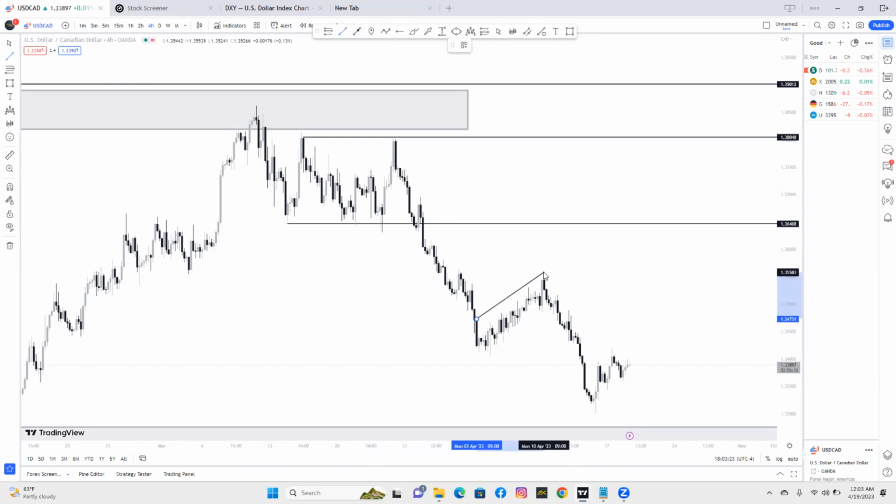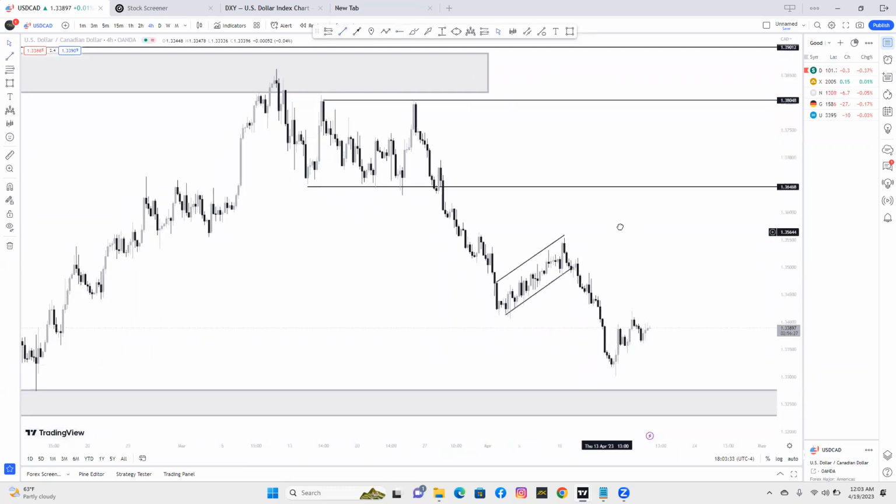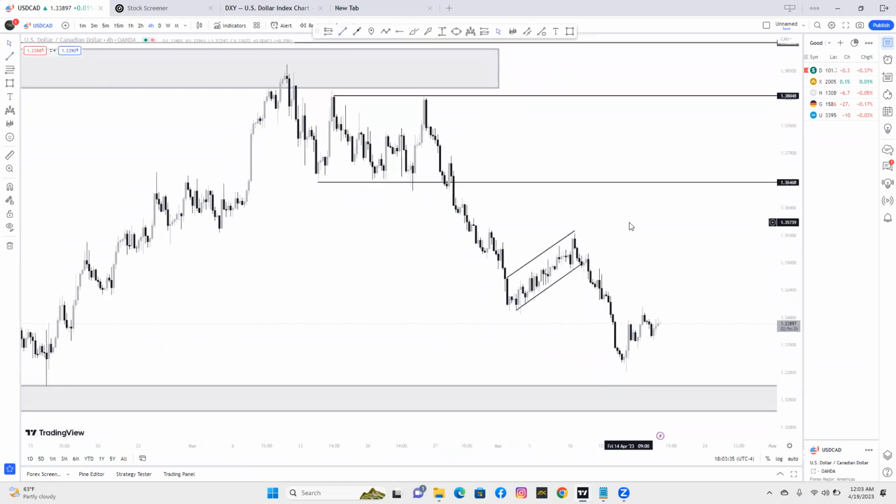What type of a flag is this, guys? It's a continuation flag. Yeah, it's a continuation flag to the downside. It can also be called a steep flag. You understand? There's a flat flag and then there's a steep flag.